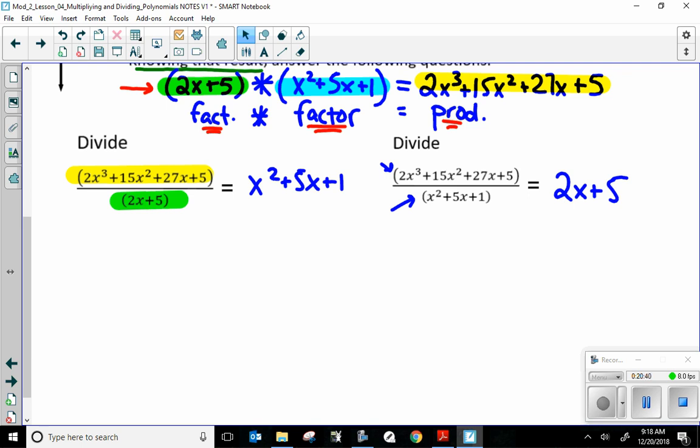Now, you might say, I know 3 times 8 is 24, so that's a lot easier. I'm not going to know that 2x cubed plus 15x squared plus 27x plus 5, if I divide it by 2x plus 5, I'm not going to know this unless I actually have the multiplication done. I don't have that memorized. You're right. And that's a very good question.